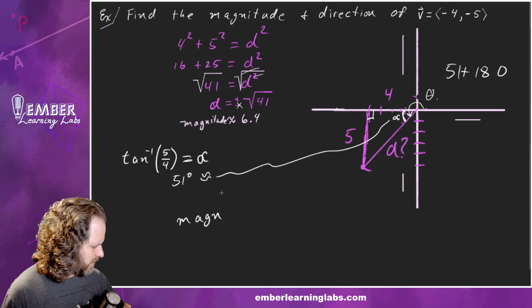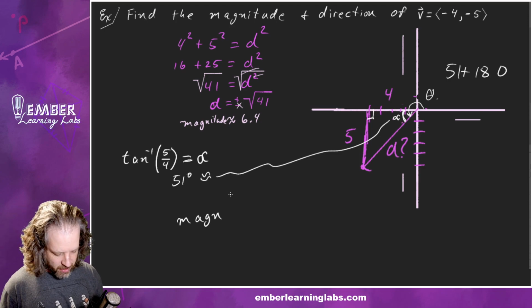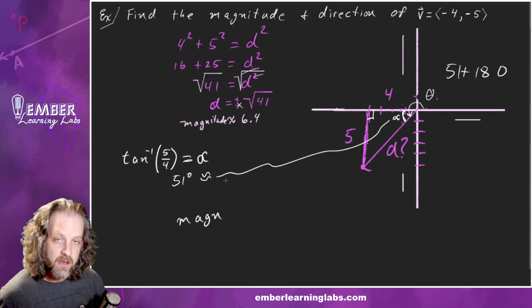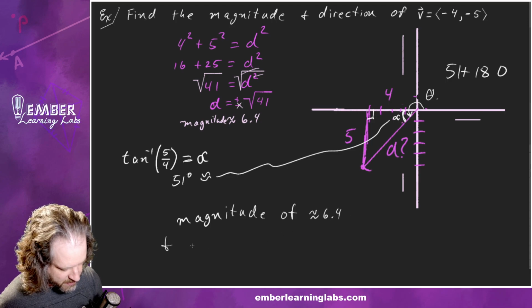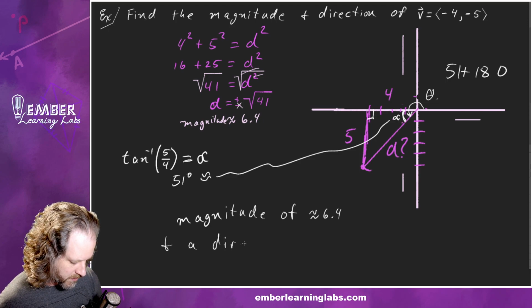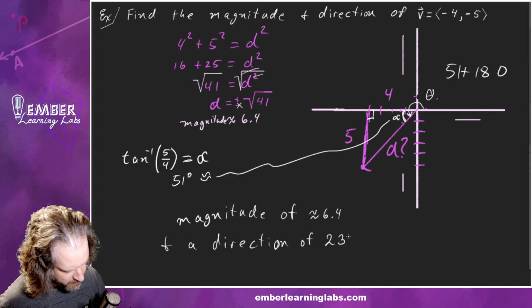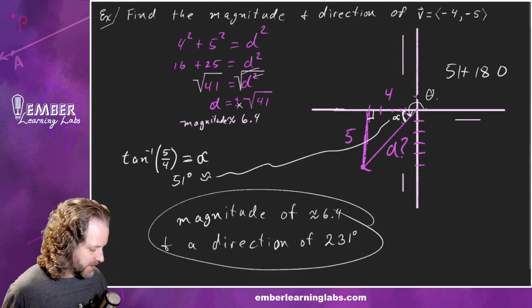So it has a magnitude. Let me see, does our book use a method? There are different ways to notate this. I don't think it does. I think it just says it in words. Let me look. Yeah, it does. There are ways to notate this, but we're going to go simply with describing it. Magnitude of about 6.4 and a direction of 231 degrees. Great. We've just got a couple more things, and they're pretty short.